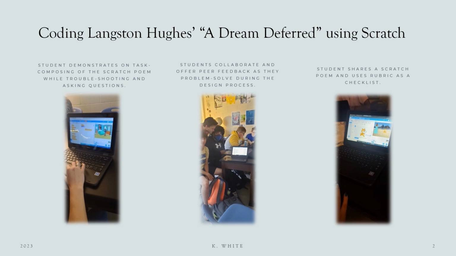So here you see some images where students are demonstrating on-task composing of this Scratch poem while troubleshooting and asking questions. You see in the middle where students are collaborating together and offering peer feedback as they problem solve during the design process. And then on the right, you will see where a student shares a Scratch poem and uses the rubric as a checklist.